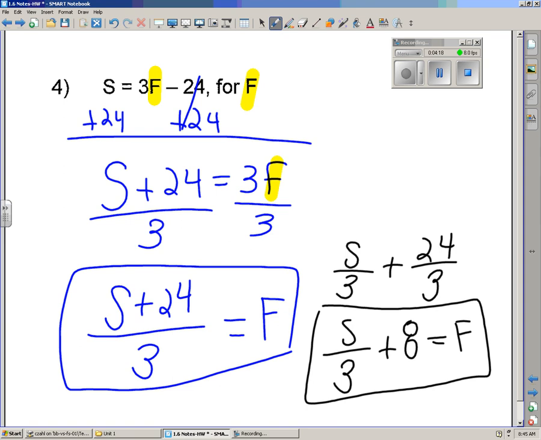I'd really prefer that you probably leave it as the blue answer as opposed to the black, but if you want to challenge yourself a little bit more, then go for the black. Either one is fine.